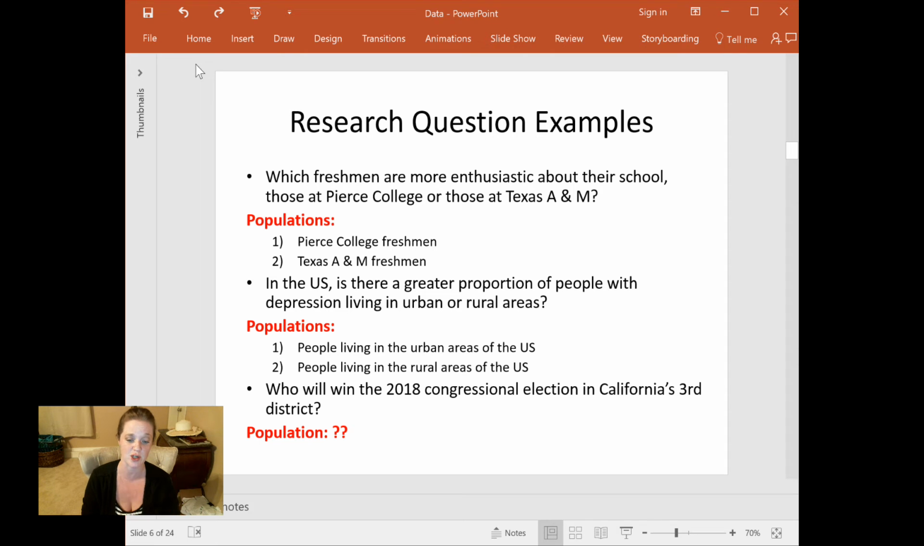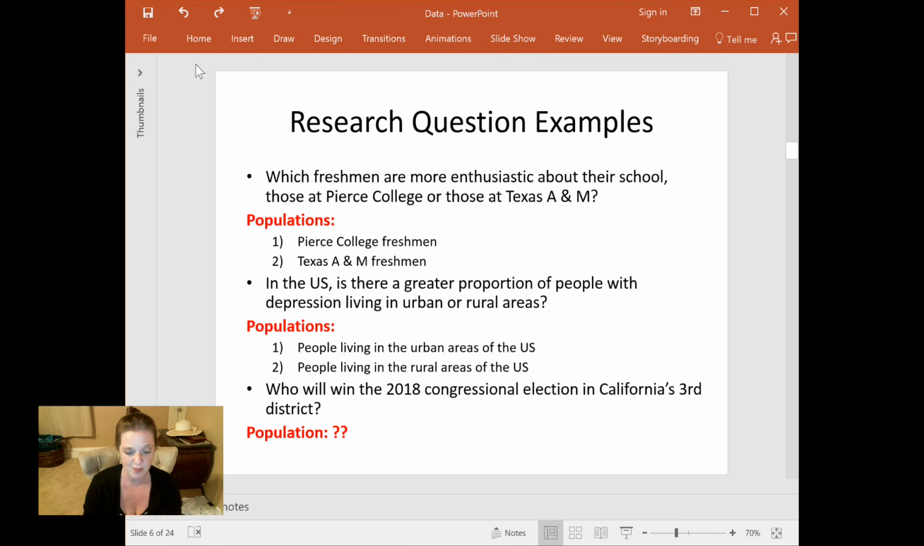So here's a research question. Which freshmen are more enthusiastic about their school? Those at Pierce College or those at Texas A&M? Right? We have two populations here, right? We have Pierce College freshmen, all of them, and we have Texas A&M freshmen, all of them, right? And so that becomes a variable. Which school do you go to? Pierce or Texas? Then we also have the variable enthusiasm, right? And we're going to try to measure that. How much enthusiasm do you have, right? That's a fairly easy one.